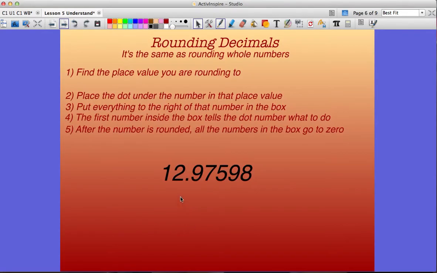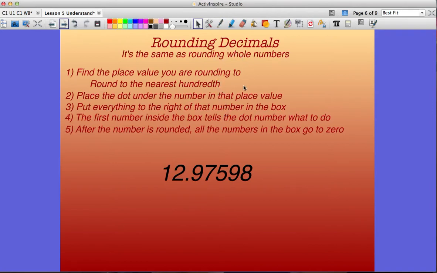Rounding with decimals. Okay, it's the same as rounding with whole numbers. It's just now you have to know more place values. So it's really important to know your place values before and after the decimal. So the first thing we want to do is find the place value you are rounding to. In this case, we're going to round to the nearest hundredth.